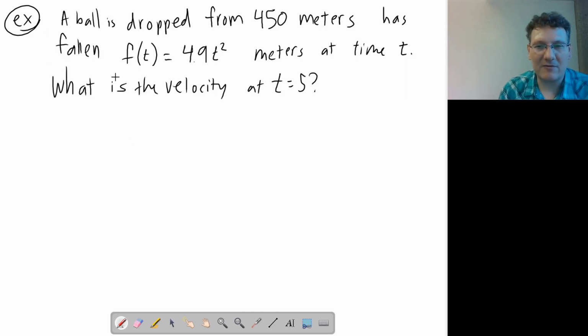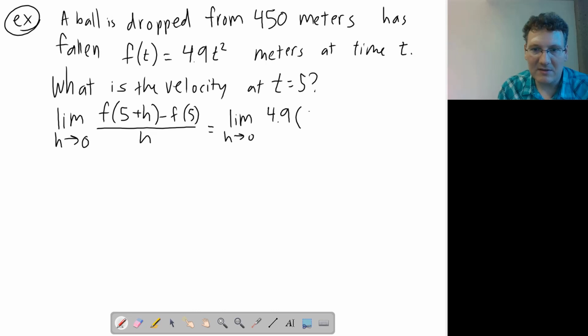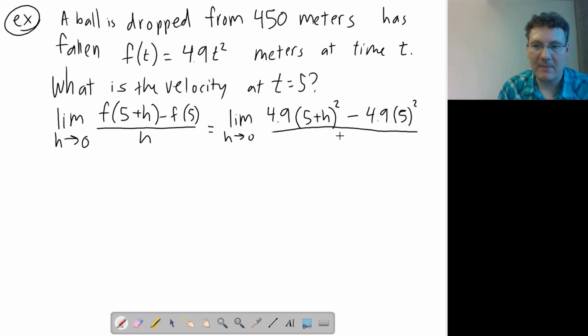So what's the velocity after 5 seconds? Well, let's figure that out. All right, so we'd have the limit as h approaches 0 of f of 5 plus h minus f of 5 over h. And what we have to do is plug this stuff into 4.9 t squared. So this is the limit as h goes to 0 of 4.9 times 5 plus h squared minus 4.9 times 5 squared, all divided by h.